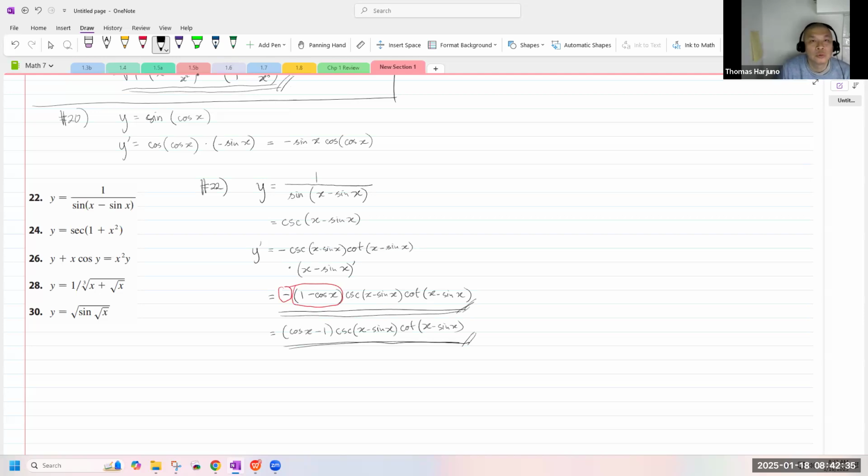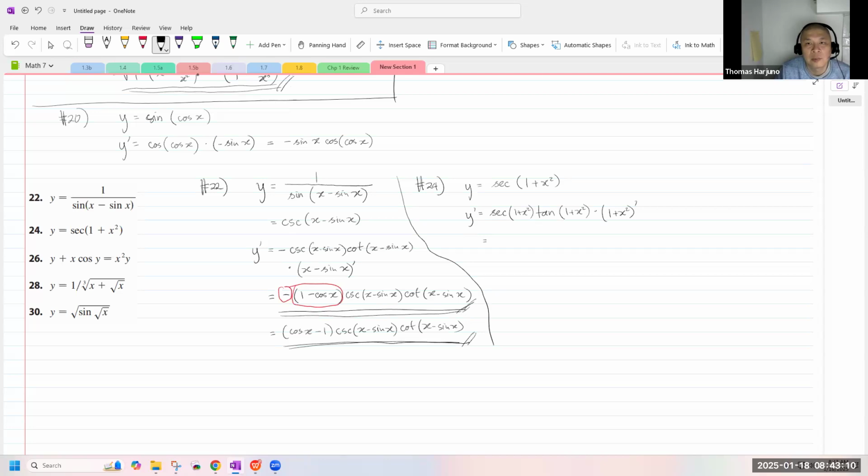That's for number 22. Let me go on with number 24. This is the trigonometric derivative. So number 24, y equals secant of 1 plus x squared. The derivative of secant is secant tangent times the derivative of 1 plus x squared, right?